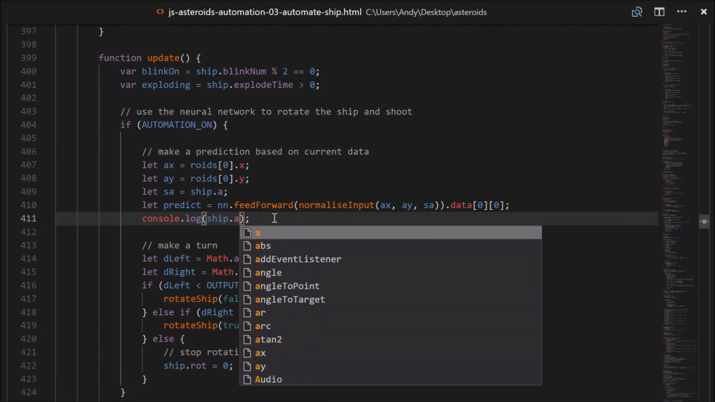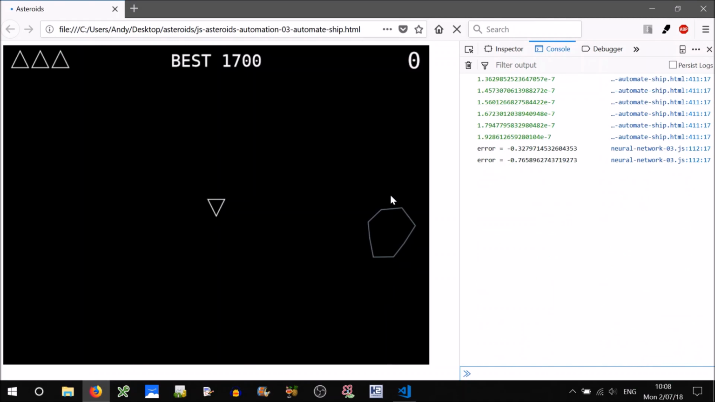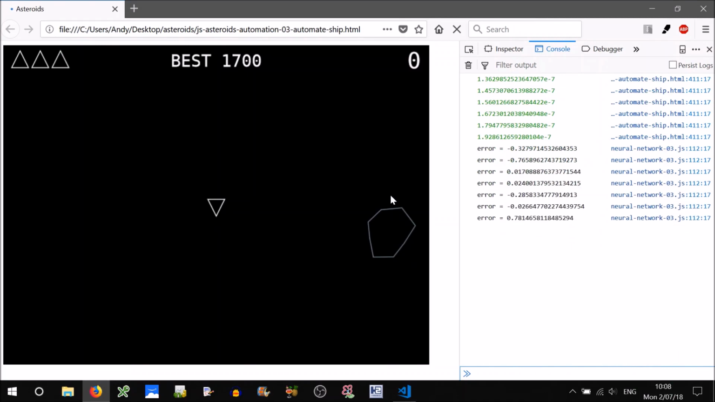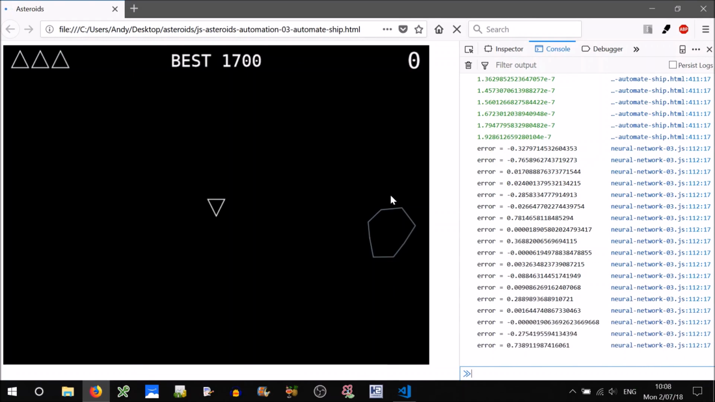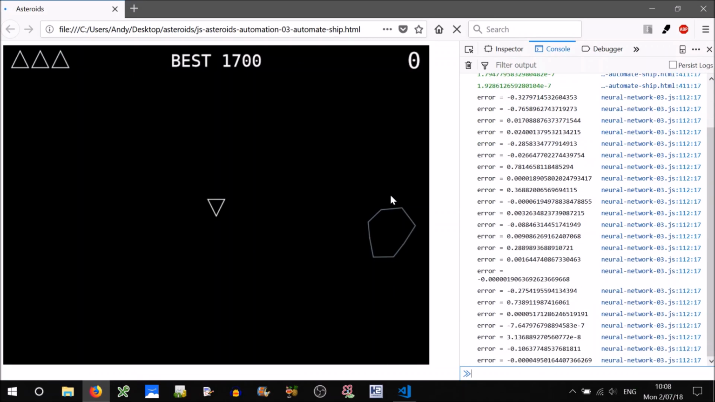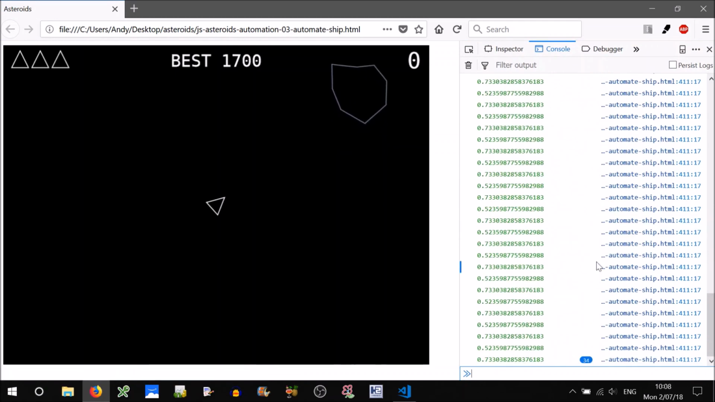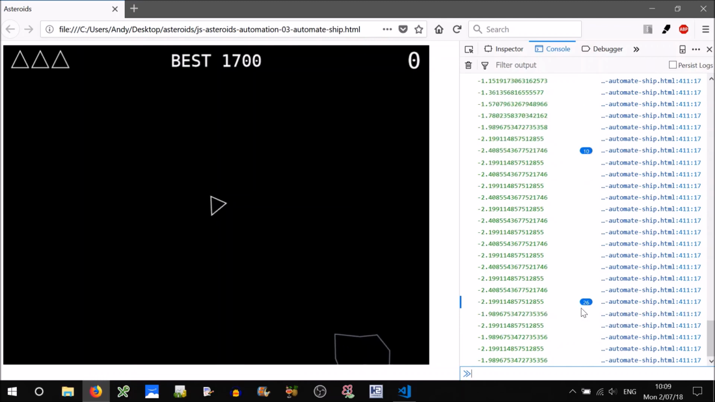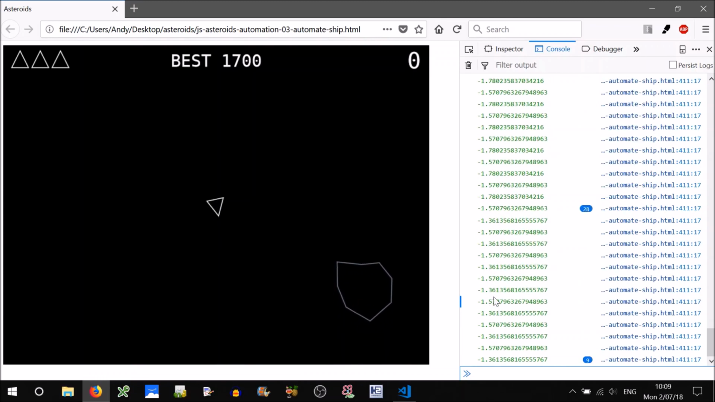Ship.angle. Let's see what that does. Okay, it's loading the training data again. Okay, so the angle, remember it'll be a number between 0 and 2 pi, which is about 6 or so. Now, that's not good. See the angle's going negative there? We want the angle to be between 0 and 2 pi.